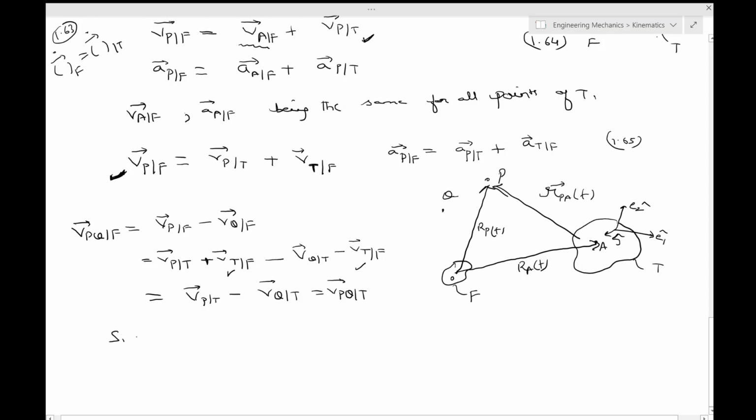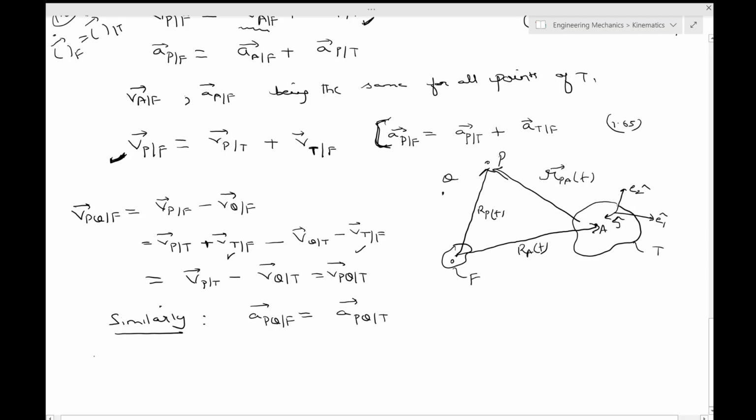so this tells you that the velocity of vector PQ in the F frame will be the same as the velocity of the vector PQ in the T frame. Similarly, you can use this equation, the acceleration one, to prove that the acceleration of PQ in the F frame is equal to the acceleration of PQ in the T frame.